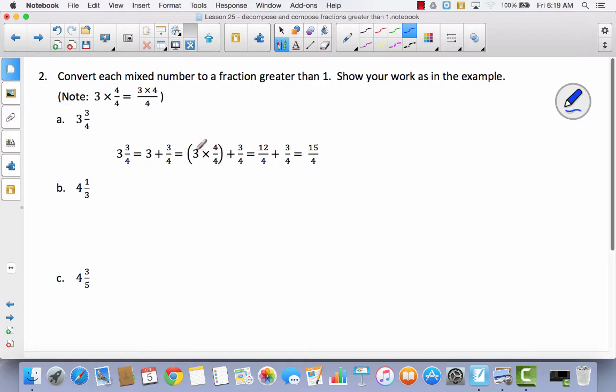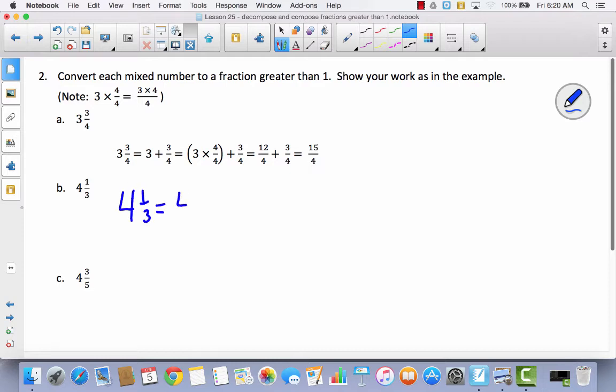Because every time I was going 4 fourths, 4 fourths, 4 fourths. So they just said 3 times 4 fourths. And then they said that's 12 fourths plus 3 fourths equals 15 fourths. So if we can understand this, this strategy will be a lot more efficient and we can do this a little bit quicker. Okay, so I've got 4 and 1/3.